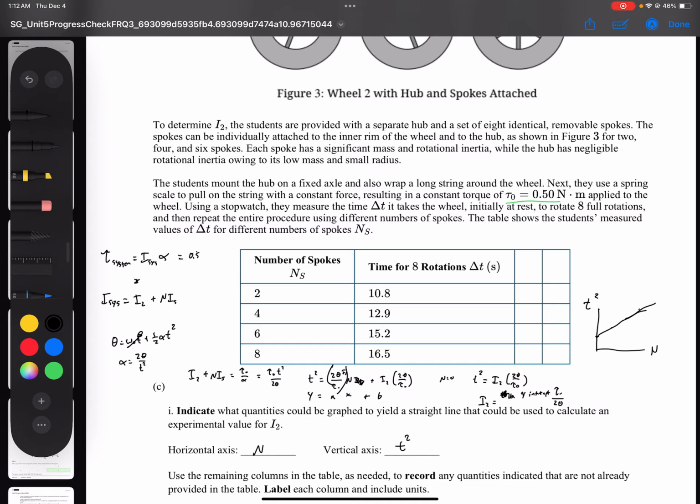The slope is going to equal the 2 theta times the moment of inertia of the spokes over the torque of 0.5. And we don't even know what the moment of inertia of the spokes is, but it turns out to not matter because we see the general trend, right? So there's this general trend in the data. And from that, we're basically predicting what the amount of time it would take to get to 8 rotations if I set the number of spokes to 0, right? So that's kind of the idea.